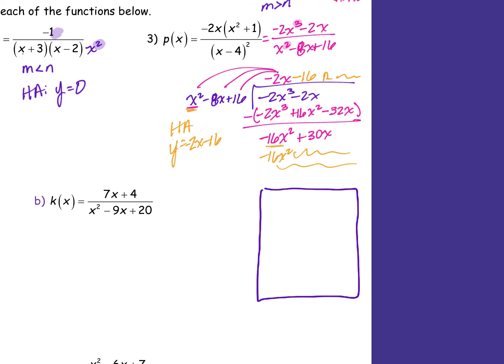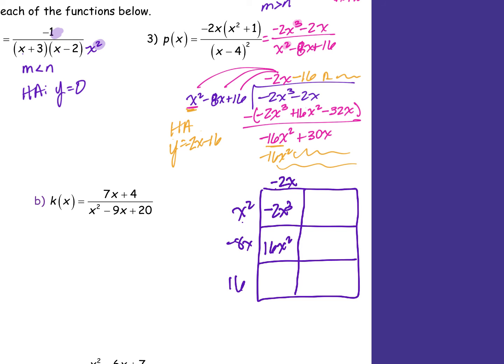So this time when I'm doing the box method, I'm dividing by 3 terms. So I'm going to have my x squared minus 8x plus 16 here, right? And then my first term here has got to be a negative 2x cubed. Okay? So what do I multiply x squared by to get negative 2x cubed? Negative 2x. And then I do my multiplication, right? Negative 2x times negative 8x is 16x squared. And negative 2x times 16 is negative 32x.